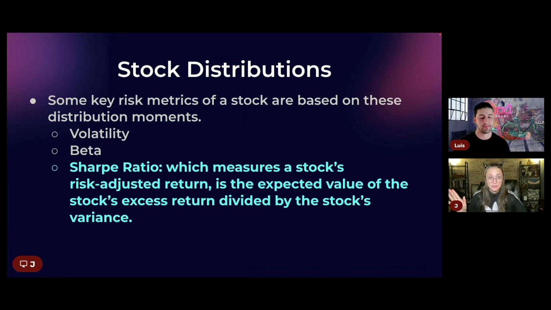And there's a bunch of different ways that you can calculate the risk of a stock, but a lot of the time it incorporates in one way or another these distribution moments in some form. Make sense? Yes, definitely. Sharpe ratio, one of the most common ones.